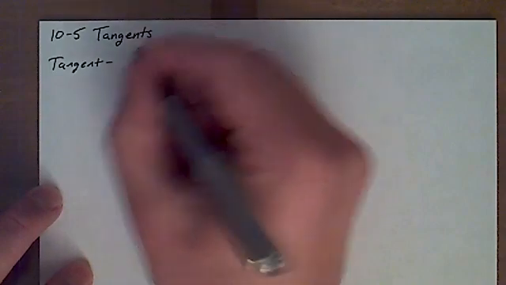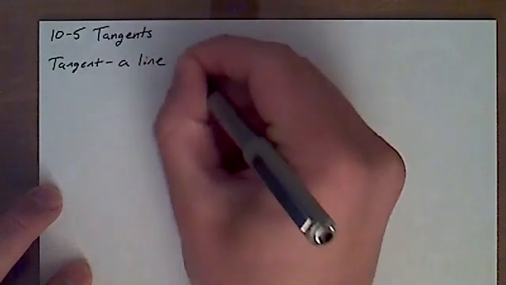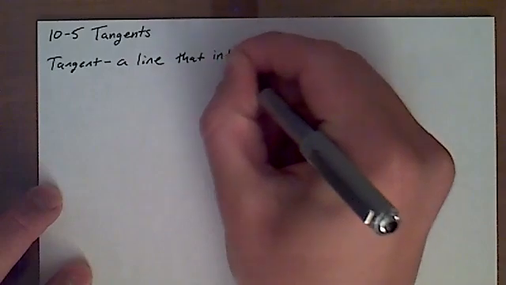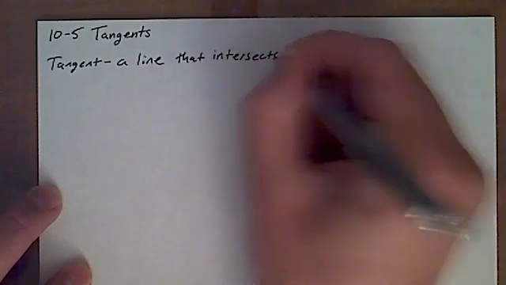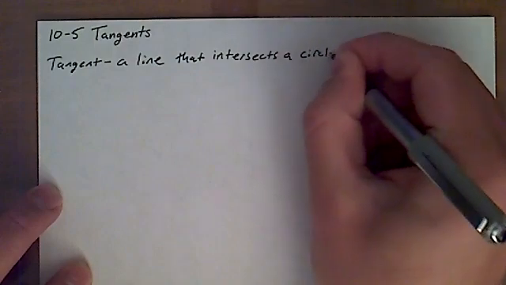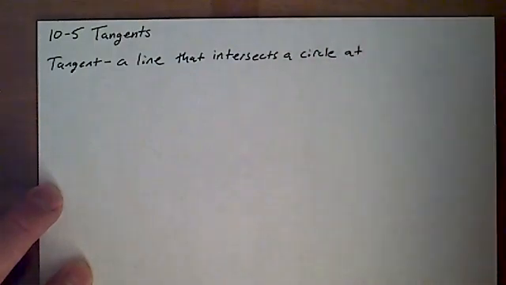So today we're going to talk about tangents. These are not the tangents that we talked about in relation to sine, cosine, and tangent. It's going to be a different kind of tangent. When we talk about tangent in chapter 10, we're talking about tangents and circles. So a tangent by definition is going to be a line that intersects a circle at exactly one point.